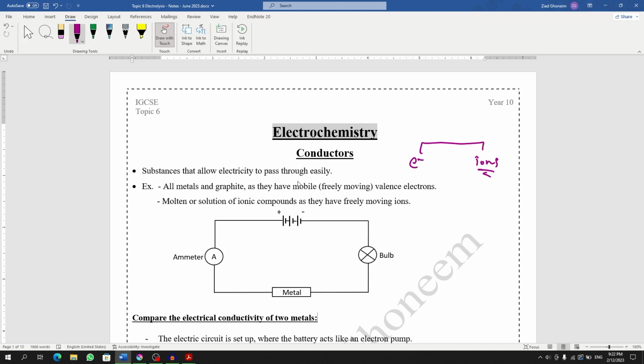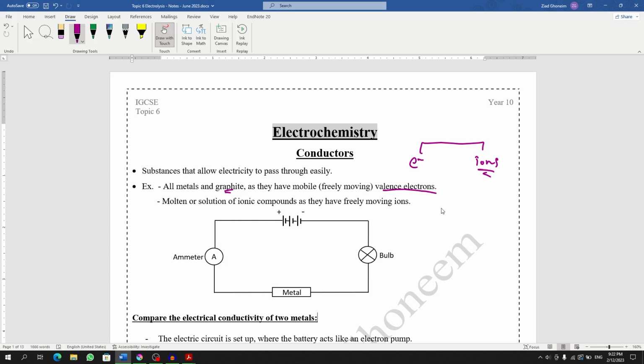For example, all metals and graphite, and if you remember correctly, graphite is a macromolecular form of carbon. They have mobile or freely moving valence electrons. Molten or solutions of ionic compounds have freely moving ions.